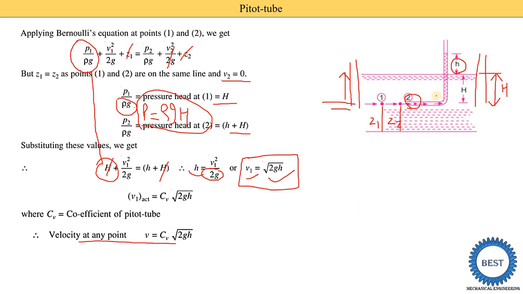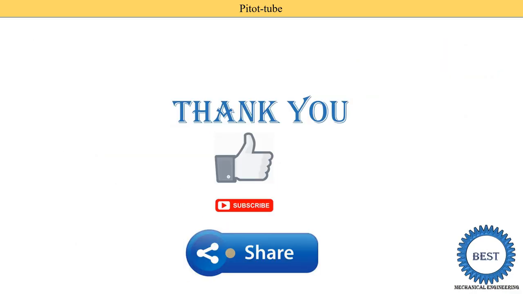In a pitot tube we just need to measure the small h, that is the h above the water level. Once we know the small h, we are able to find this velocity by using this pitot tube. So thank you for watching this video.